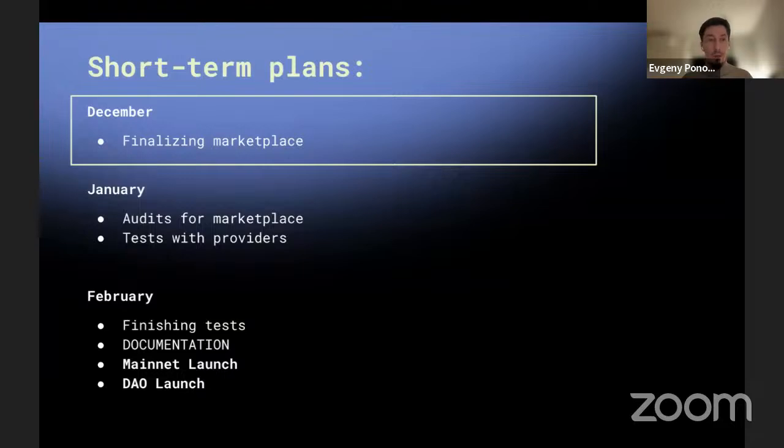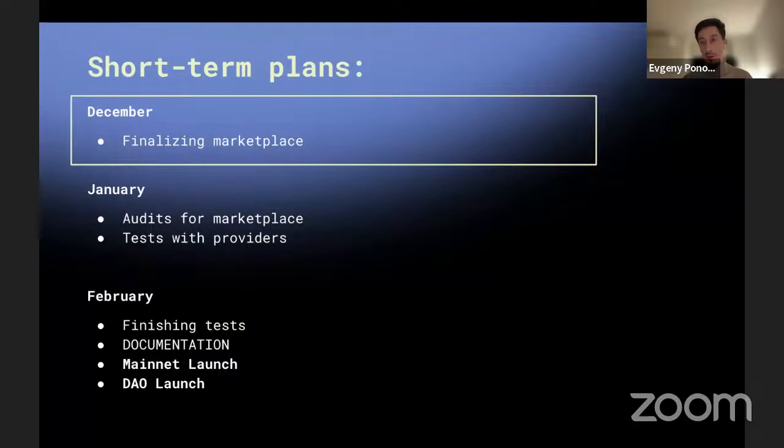We're going to be launching the main network at the end of February at ETH Denver. We are preparing for that. We plan to host a separate event there. So if you're interested, please stay updated with us on Twitter or the newsletter. We're going to send a note about that.